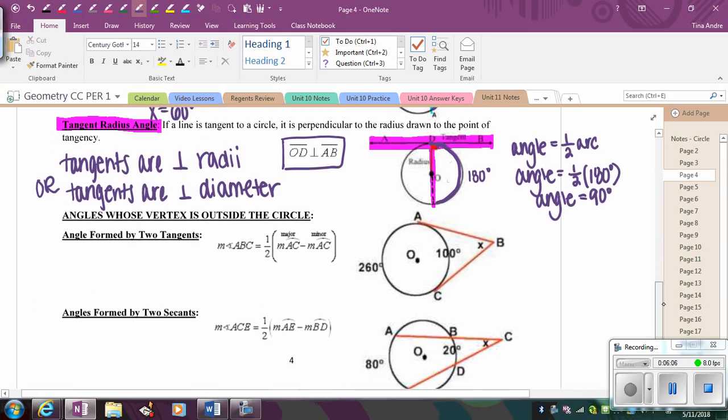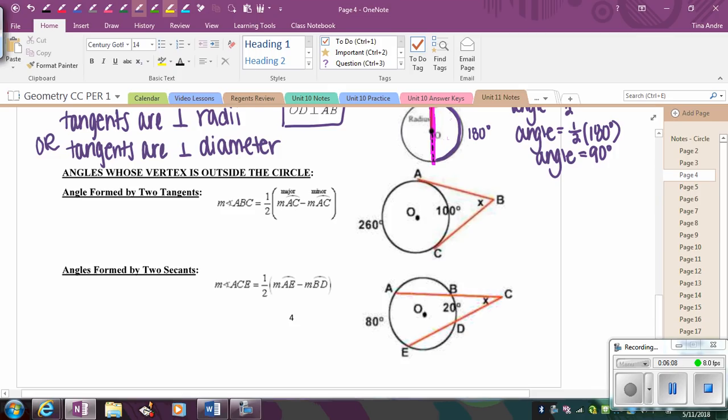So the next type of angle we're going to talk about is when we move the vertex outside of the circle. So there's some different types of situations that can occur for this. You can have angles that are formed by two tangents. So taking two tangents right here, and these are tangents because they're intersecting the circle in one spot. Notice that the vertex is located outside of the circle. So since the vertex is located outside of the circle, we have to change up our formula a little bit.